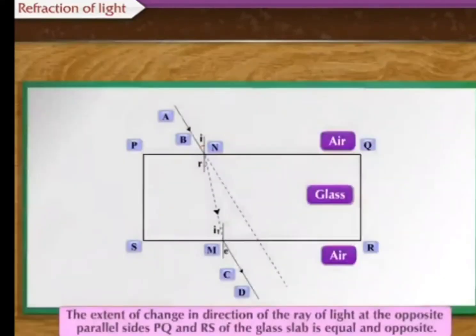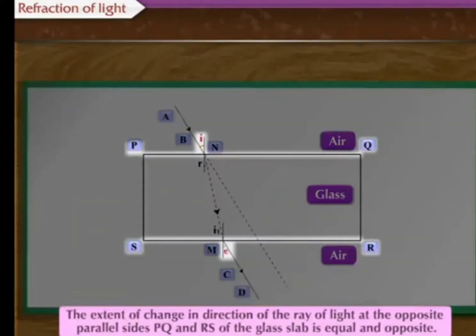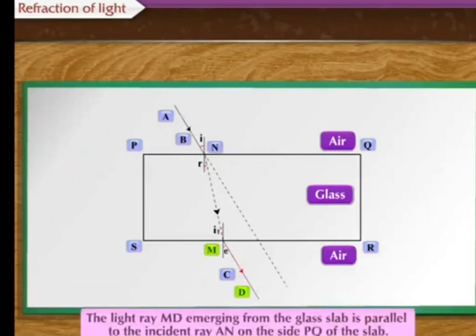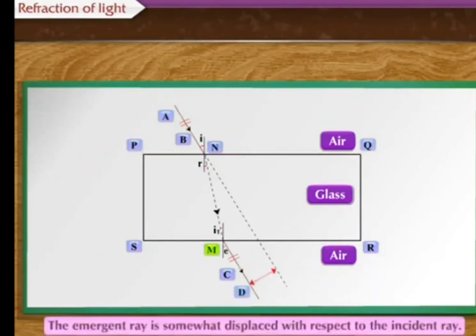The extent of change in direction of the ray of light at the opposite parallel sides PQ and RS of the glass slab is equal and opposite. Due to this, the light ray MD emerging from the glass slab is parallel to the incident ray AN on the side PQ of the slab. But the emergent ray is somewhat displaced, that is, shifted with respect to the incident ray.